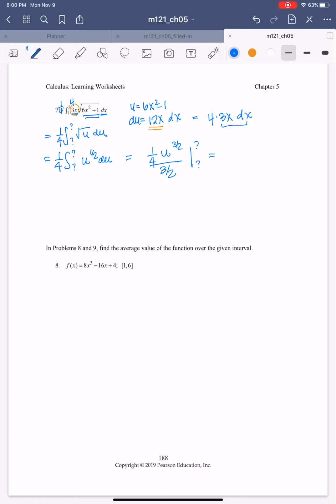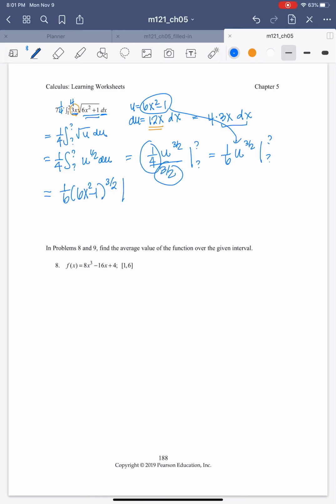Notice that the integral disappeared because I already took the integrals. 1/3 and then 1/4. If I divide that, that's going to be 1/6, u raised to the 3/2. And let's back substitute the u. u was 6x squared minus 1. So 1/6, 6x squared minus 1, to the 3/2.